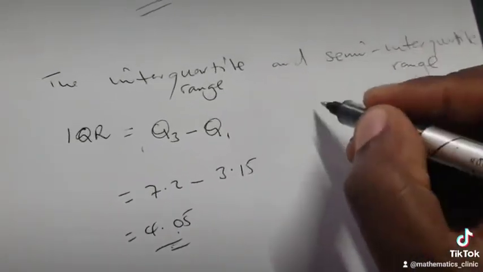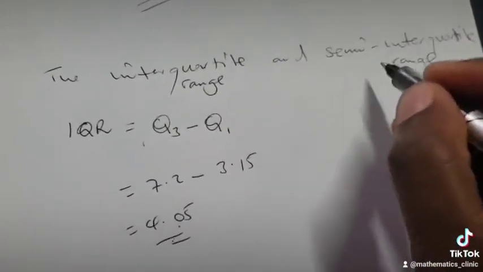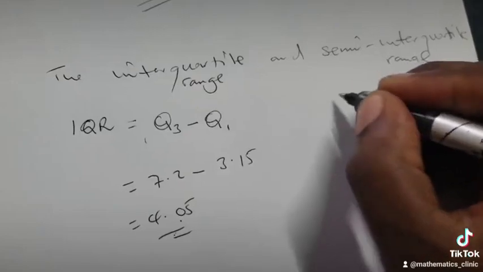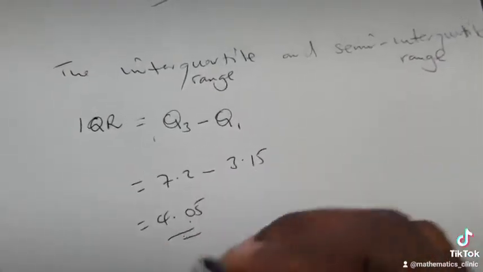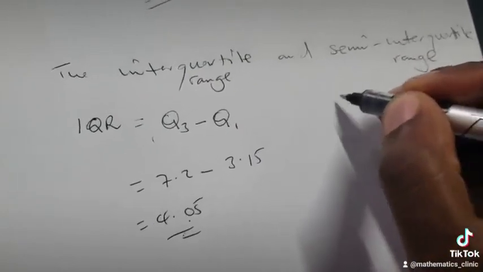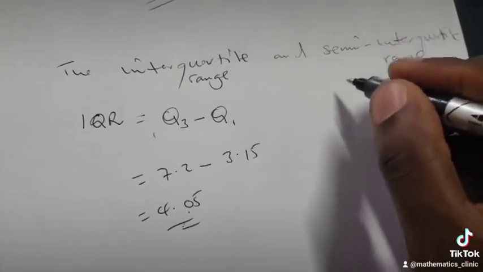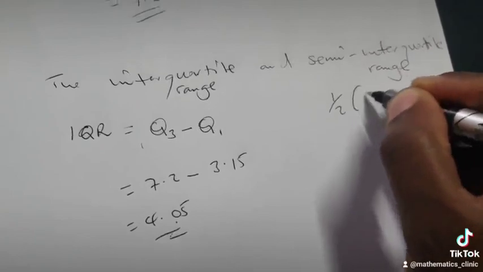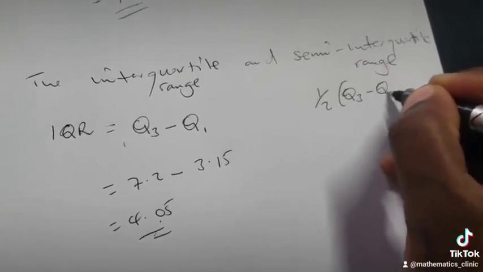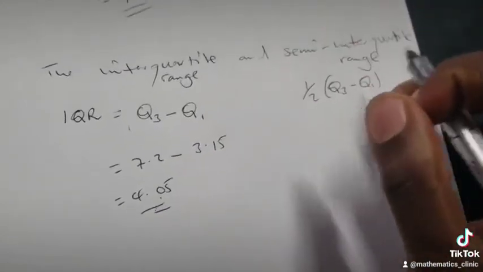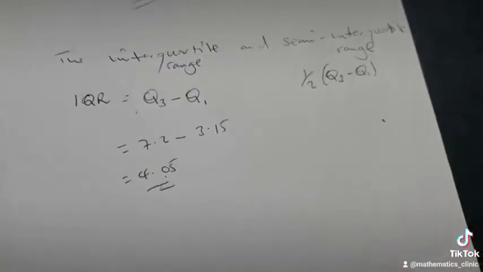All right. Then for semi-quartile range, semi means half, right? So half the interquartile range. So for the semi-interquartile range, we just have to divide by half. So we get this formula: the semi-quartile range is half of the interquartile range. So if we divide this one by half, we find the semi-interquartile range.